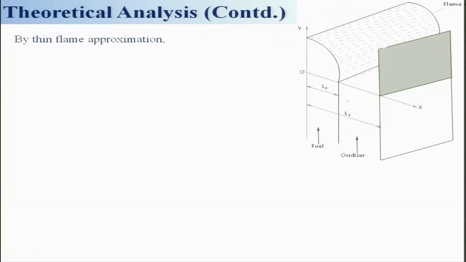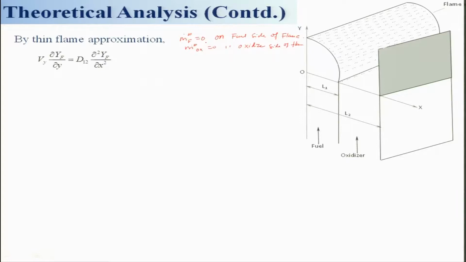I will tell you that, because at the thin flame approximation, if you look at it, m dot F will be 0 on the fuel side of the flame, and m dot triple dash oxidizer will be 0 on the oxidizer side of the flame. Basically from the flame onwards, that is the surface.